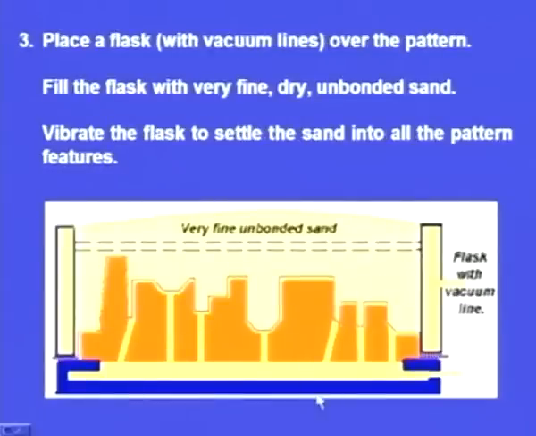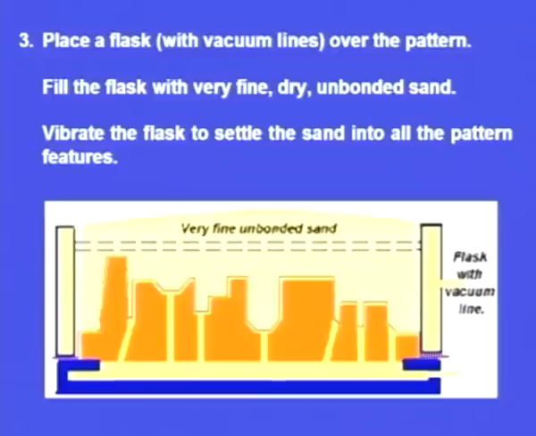Next, we have taken the pattern in which there are vent holes. Next, we have placed the polymer sheet, and using the vacuum we made the polymer sheet occupy all the details on the pattern. Next, we have to place the fine unbonded sand here, and before that we have to place the flask over this pattern carrier, and this flask has got a vacuum line. Here we can see the vacuum line through which we can apply vacuum, and this flask we will fill with the fine, dry and unbonded sand.